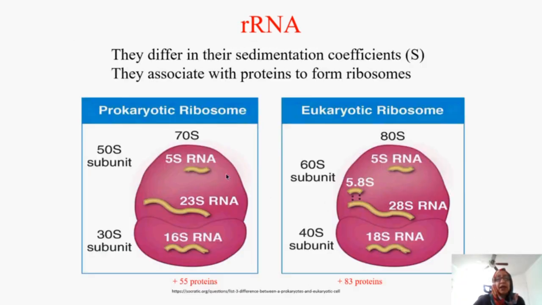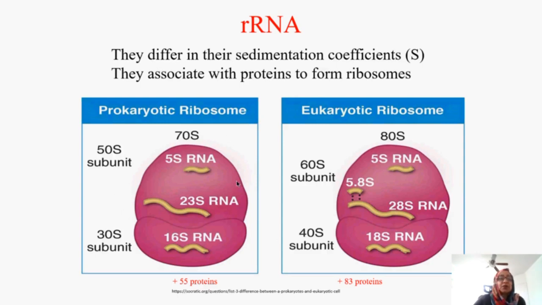For ribosomal RNA, there is a nice comparison between prokaryotic cells and eukaryotic cells. Okay, so they form the ribosome. Our RNAs will form the ribosome in both cases. So the ribosomes basically are RNAs and some proteins. In prokaryotic cells, we have about 55 plus proteins, and in eukaryotic cells, they are about 83 proteins.